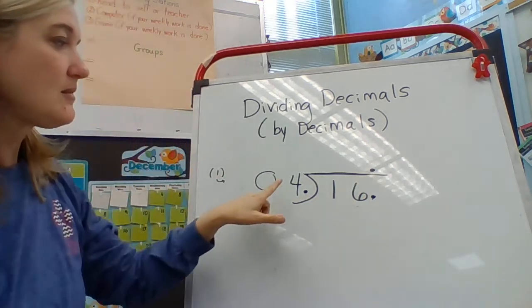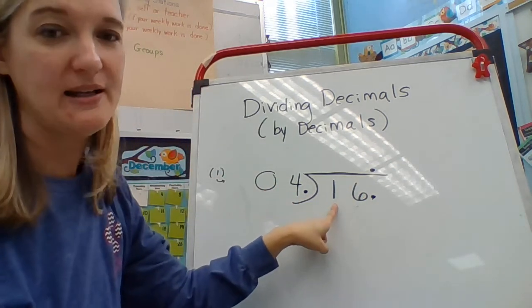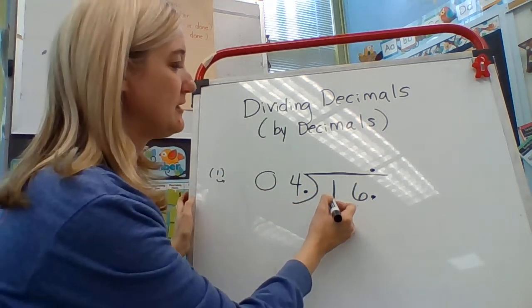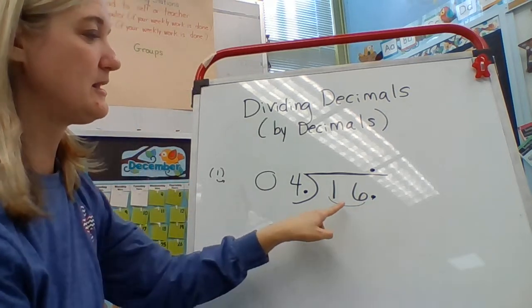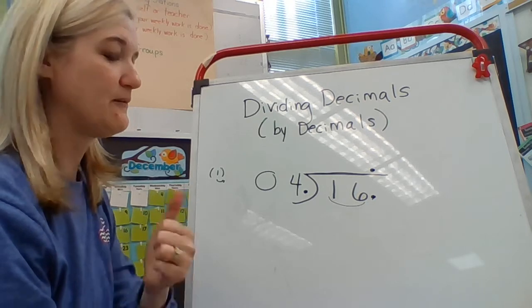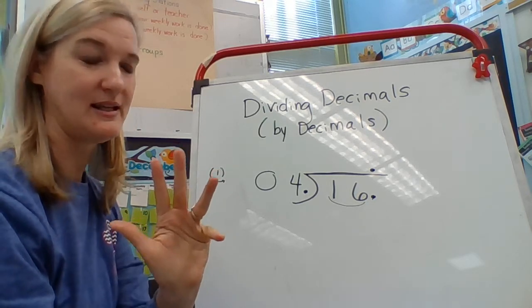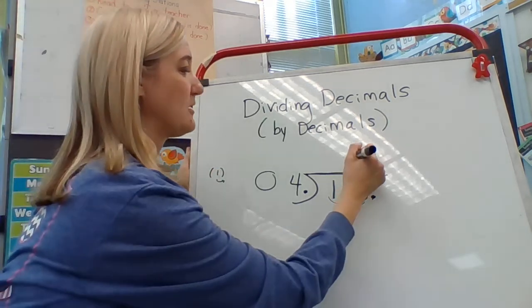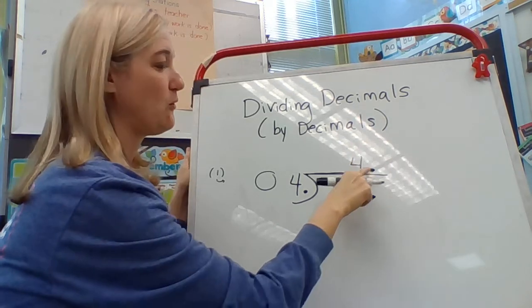Okay? So can 4 be divided into 1? No. So I have to look at this whole thing like 16. Can 4 be divided into 16? Okay? 4 times what is 16? 4, 8, 12, 16. I skip counted that by 4. So I put the 4 on top of the 16.